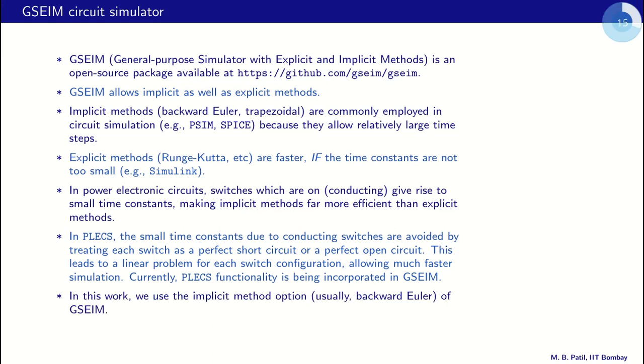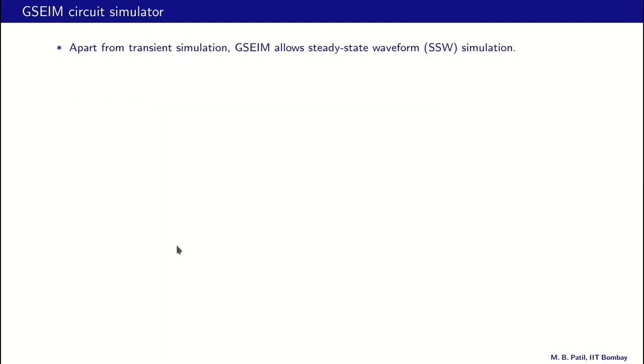Now in the notebooks that we are going to describe, we will use GSEIM with implicit methods only, and usually backward Euler. Apart from transient simulation, GSEIM allows something called steady state waveform or SSW computation, and let us see what this means and why it is very useful in preparing notebooks for power electronics education.